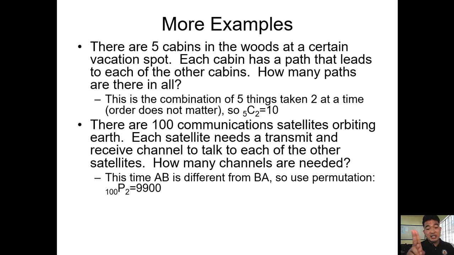Once again, we solve for the permutation of 100 taken 2 at a time. Bakit? Kasi dalawang satellites lang naman yung pinag-uusapan natin dito. Okay? Kahit na may 100 communication satellites, then we are solving only for the 2. So that's equal to the permutation of 100 taken 2 at a time.